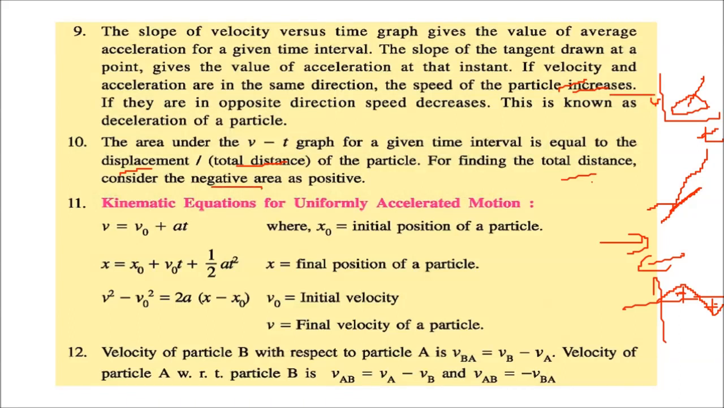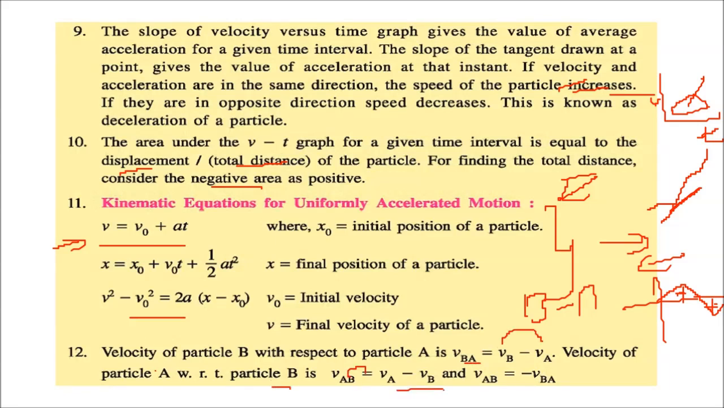There are certain kinematic equations for uniformly accelerated motion. V equal to V0 plus AT, so V equal to U plus AT. S equal to UT plus half AT square, and V square is equal to U square plus 2AS. These are the equations, and chapter wise or discussion wise we use them like this. The velocity of particle B with respect to A is VBA, which is simply VB minus VA. The velocity of particle A with respect to B, which is VAB, is VA minus VB. And these two are opposite, so VBA is equal to minus VAB.